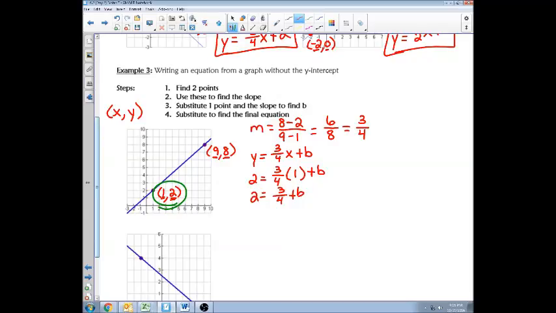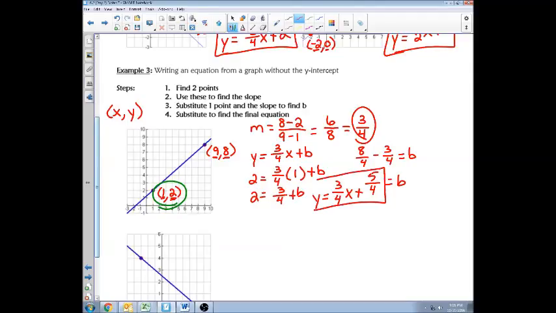If I subtract 3 over 4 from both sides, I would end up with 2 minus 3 over 4 equals b. I can actually subtract this. 2 would be 8 over 4. So 8 minus 3 would be 5 over 4. So my b value is 5 over 4. Now I can plug that back in. y equals my slope times x plus my b value, which is 5 over 4, and I would then be done. Sorry, that was a little strange how I ended up writing that.